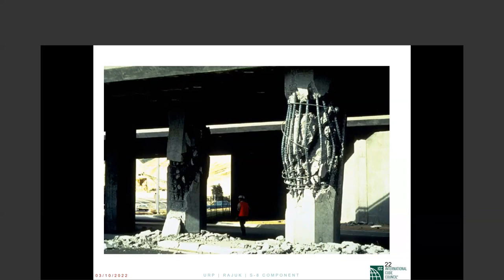This is a skew bridge. As you may expect for a skew bridge, you will have torsion, and the torsion will cause shear. These are failures of the reinforcement due to the lack of confinement and the lack of lateral steel that will resist the shear. So as you see, the geometry of the superstructure, whether it is curved or skewed, will play a very important role in the detailing of the column.